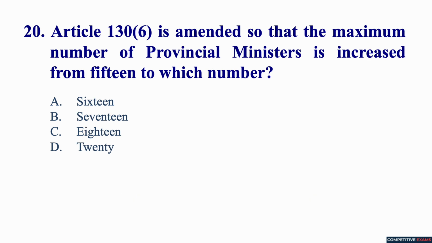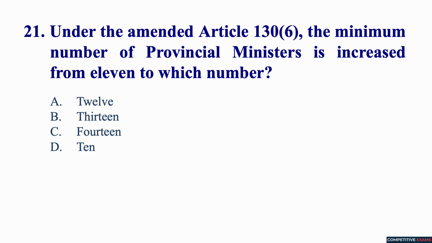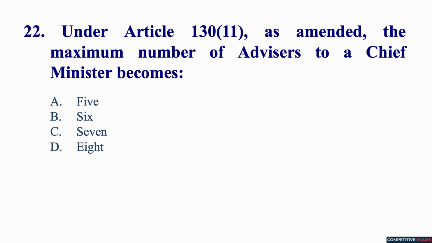Article 136 is amended so that the maximum number of provincial ministers is increased from 15 to which number? 17. Under the amended Article 136, the minimum number of provincial ministers is increased from 11 to which number? 13. Under Article 130(11), as amended, the maximum number of advisors to a chief minister becomes 7.